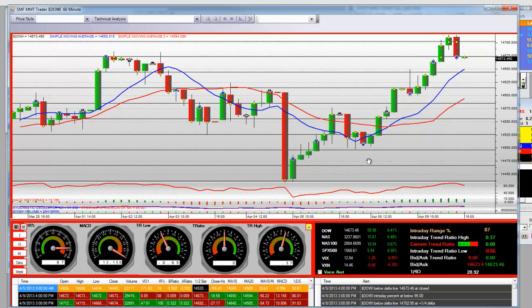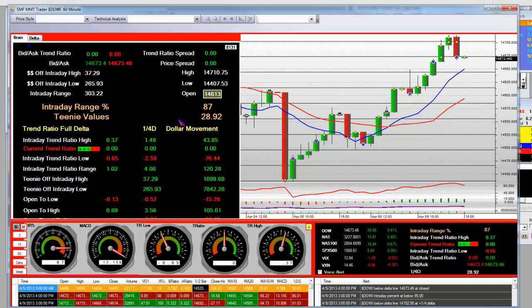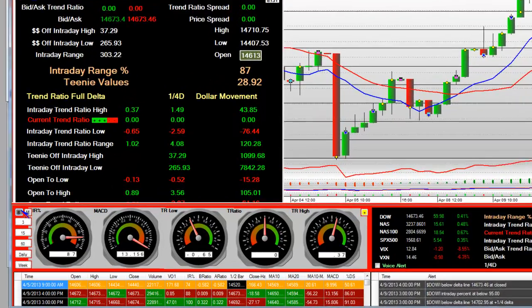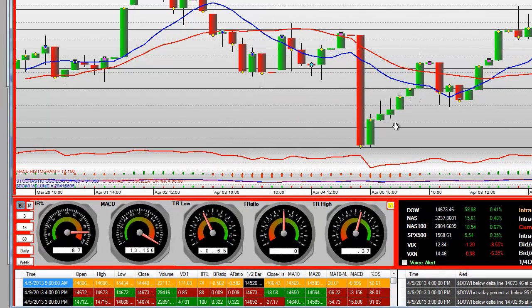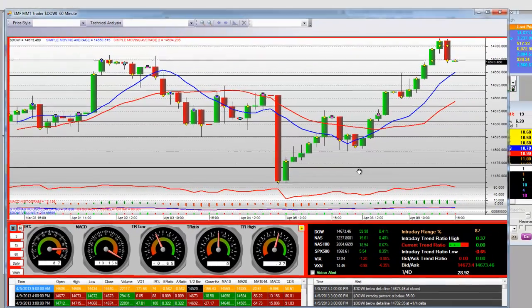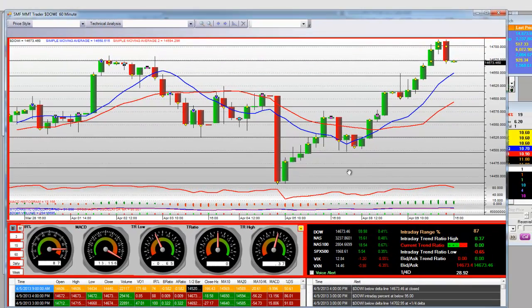We faded back. We had an expansion. Each one of the lines here is a quarter delta movement, $28.92 in the Dow. Each one of the lines is per 1/4 delta in our system, MMTs. We can see that two of those 1/4 deltas was an expansion, and it held the half bar support levels down here when we made that turn.